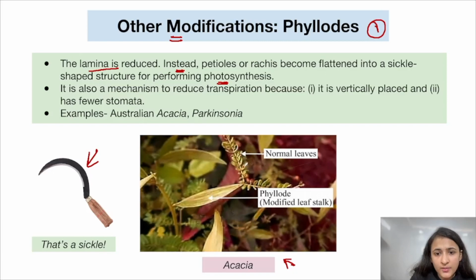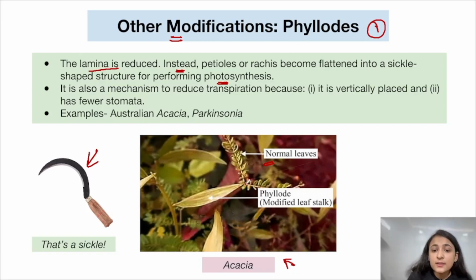See, these are the normal leaves. Here the lamina is reduced and the leaves look like this. They are not able to perform photosynthesis, or even if they are performing, it would not be able to satisfy all the food or nutrient requirements of the plant. So the phyllode has taken over that function.